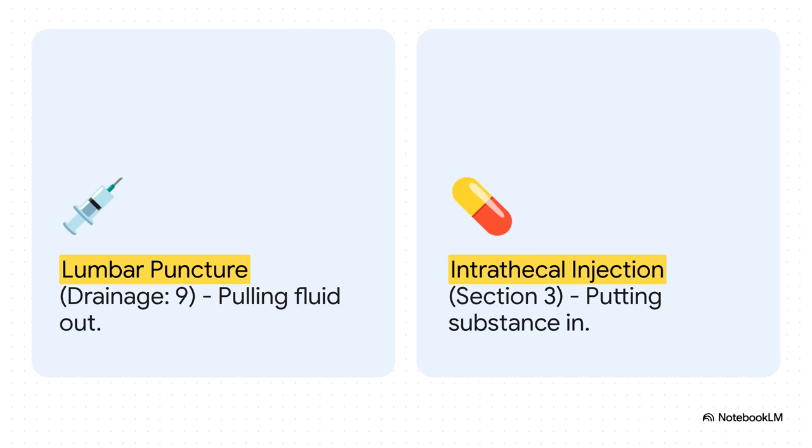Now, contrast that with an intrathecal injection, where we are actively introducing medication into the spinal canal. We aren't taking anything out, right? We're putting a substance in. Therefore, this shifts our code entirely over to the administration section, which is section 3. Always ask yourself, what is the primary objective of the procedure?